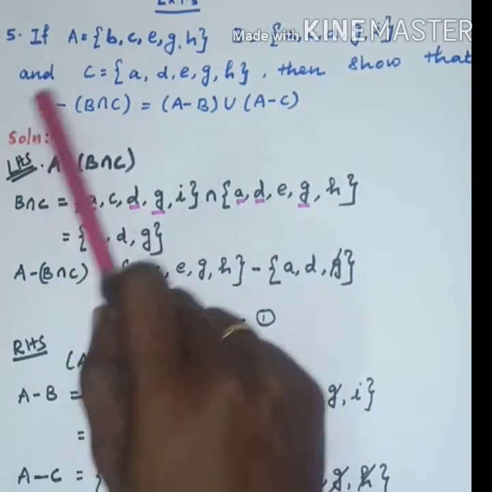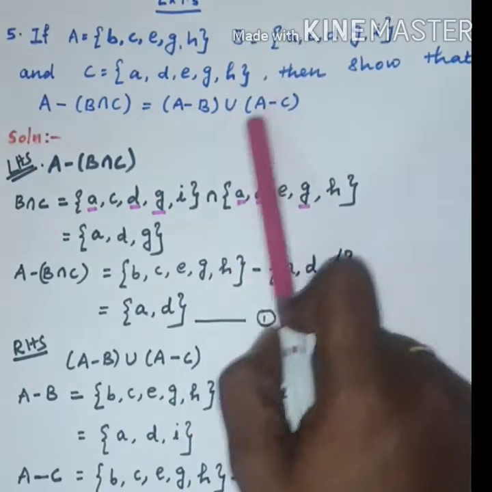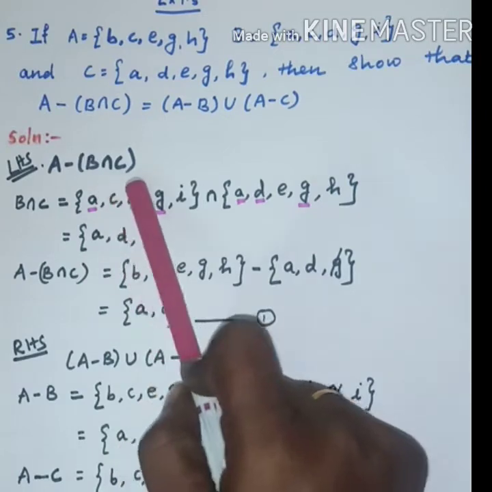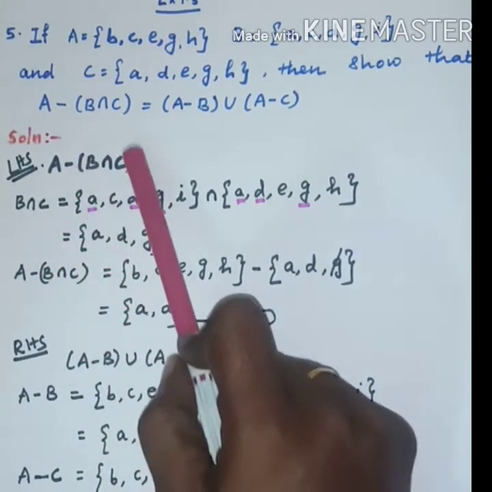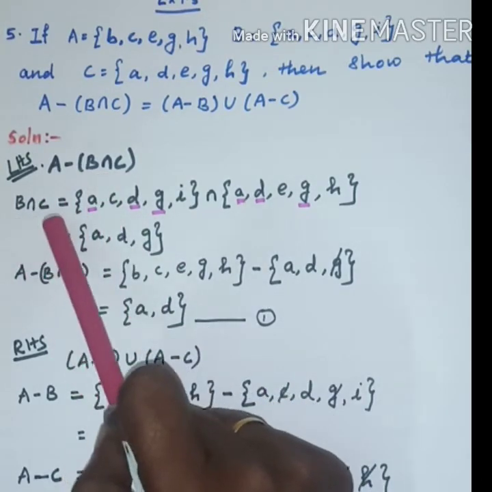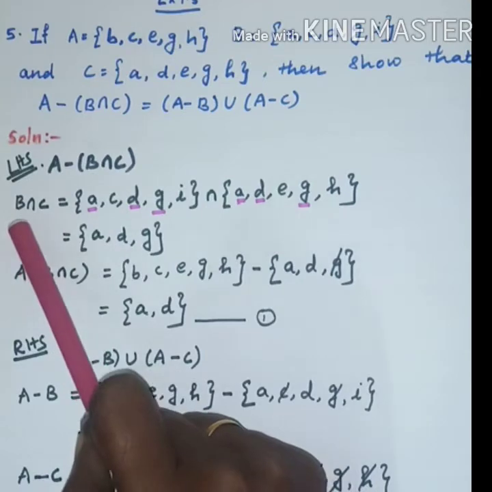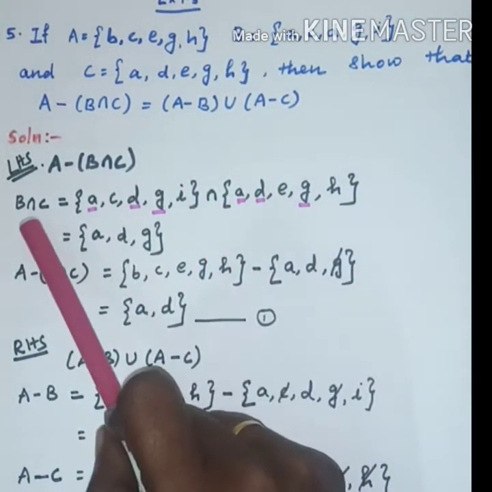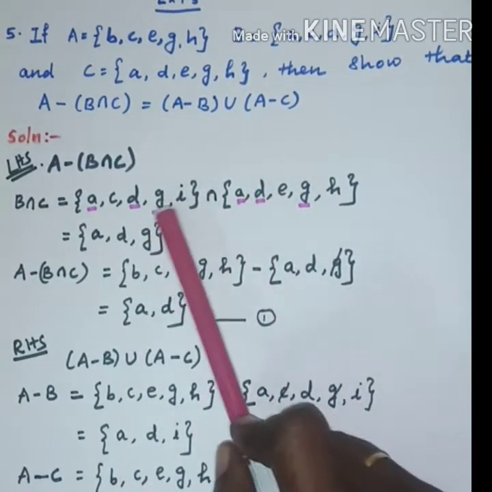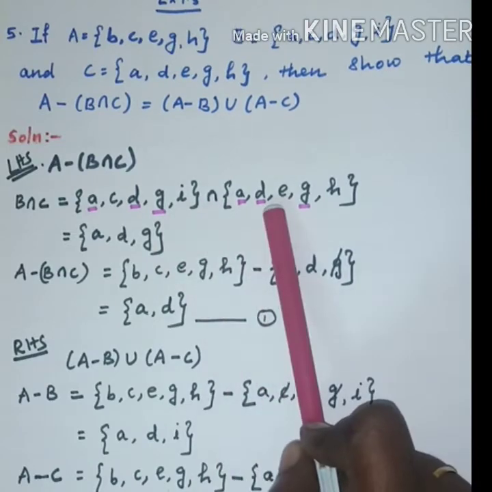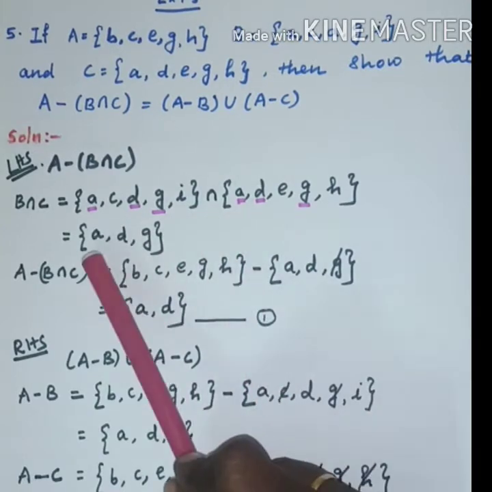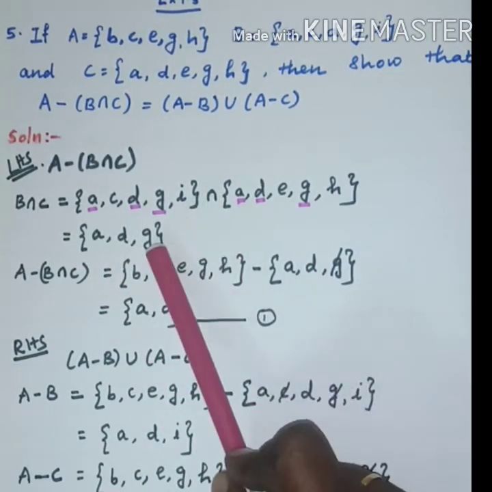First we have to find the left hand side and then the right hand side. So first, take the left hand side, A difference (B intersection C). First we have to find the elements within the bracket, isn't it? So first, take B intersection C. Write the elements of B first, then put the intersection symbol, and then write the elements of C. Here, the intersection symbol is given in between the sets, so you have to find the common elements in both the sets. What are the common elements? A, D, G is the common element in both the sets.